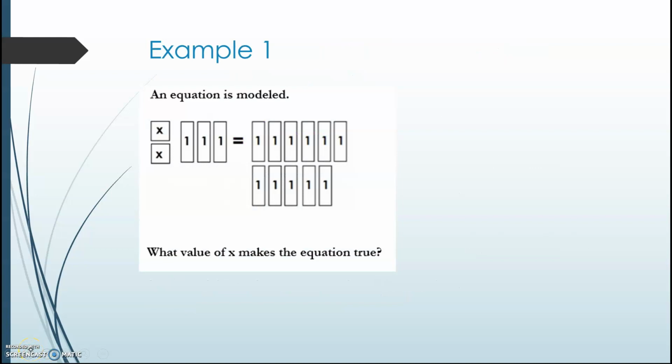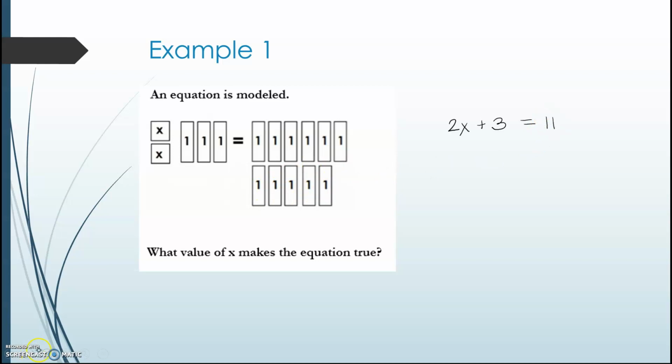All right, so let's look at this next example. It says an equation is modeled. What value of x makes the equation true? Okay, so first we're going to write our equation. How many x's do I have? There are 2 x's over here. And then there's a positive 3. Equals 11.